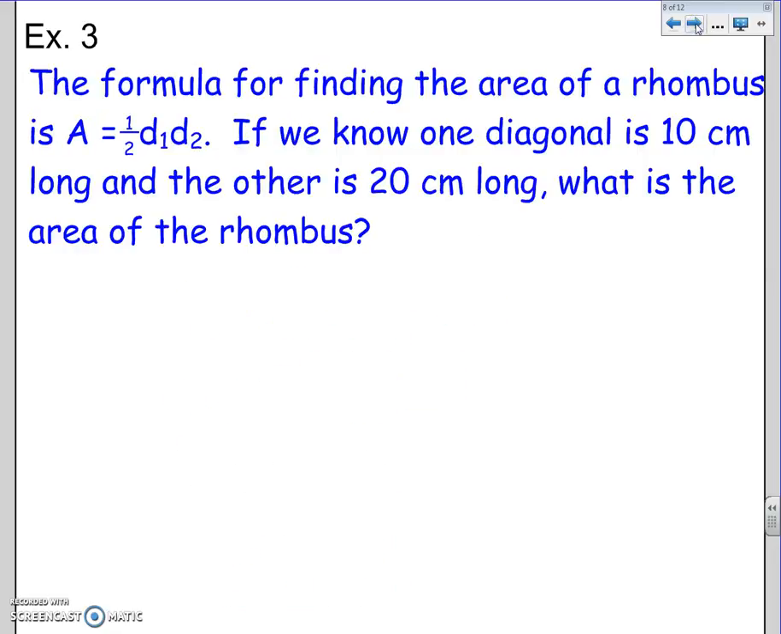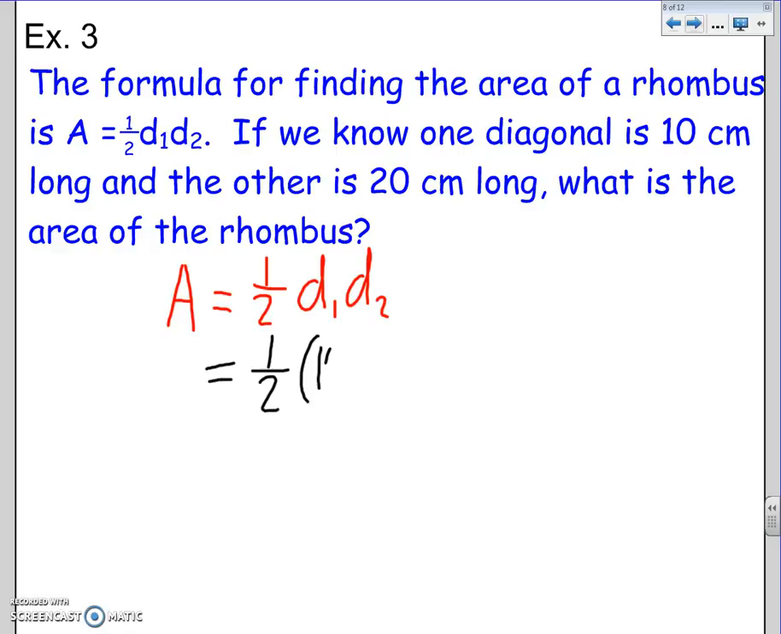The last example is this. The formula for finding the area of a rhombus is area equals 1/2 diagonal 1 times diagonal 2. If we know one diagonal is 10 and the other diagonal is 20, what is the area of the rhombus? Well, just like before, it's still really an expression because we don't need A, we just plug it in. So in our formula, we have A equals 1/2 diagonal 1 times diagonal 2. We just plug it in. So 1/2, our first diagonal was 10. Our second diagonal, you can use parentheses or brackets, your choice, I'll just use parentheses here, is 20.